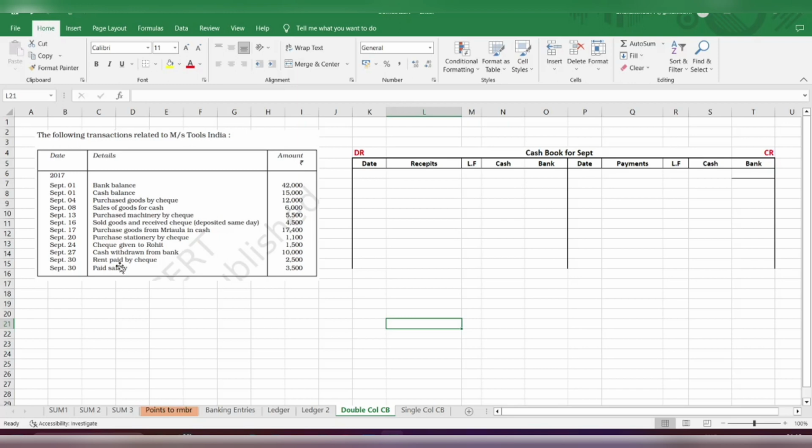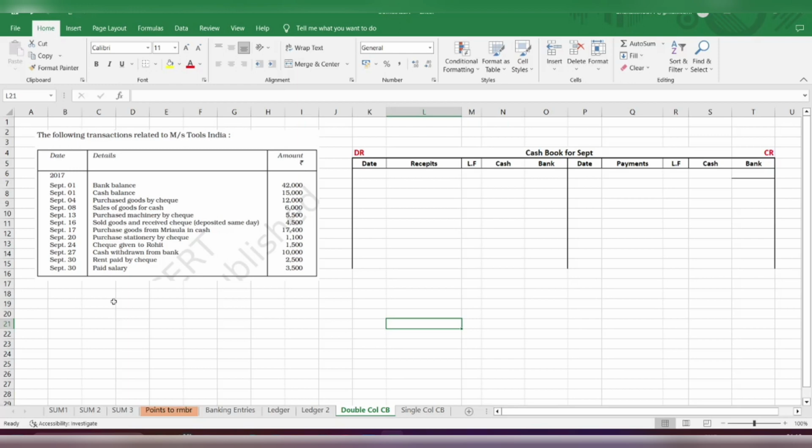September 24, check given to Rohit 1,500. September 27, cash withdrawn from bank 10,000. September 30, rent paid by check 2,500. And lastly, September 30, paid salary 3,500.